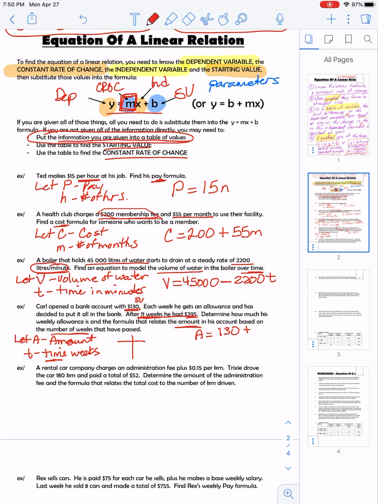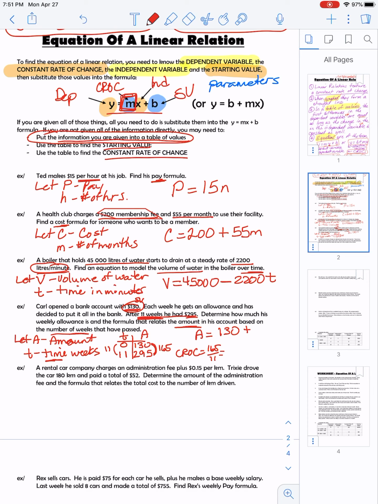So here's a small table of values, time and amount. We know that he started out with $130, so 0 and 130. And then we know that when time was 11 weeks, he had $295 in his account. So now I have enough that I can figure out what the rate of change is, because I can do the differences. To go from 130 up to 295, that's a change of 165. And then 0 to 11 is a change of 11. So the rate of change is 165 over 11.